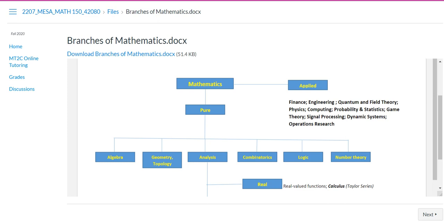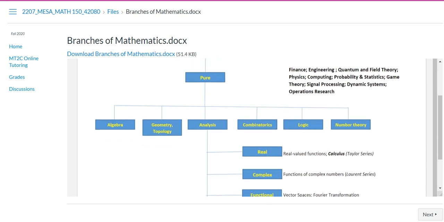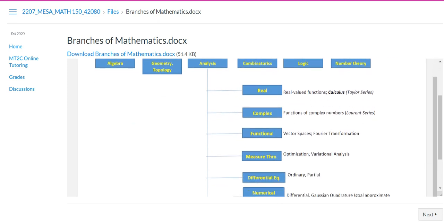Okay, now under the umbrella of pure mathematics, I have some of the branches. This is not an exhaustive list, but you have algebra, geometry, topology, analysis, combinatorics, logic, and number theory. And of course the algebra we're talking about here, we're not talking about algebra 1, algebra 2. This is a different kind of algebra. So if you go down the analysis branch here, you come across these other sub branches. These are all subdivisions within the field of analysis.